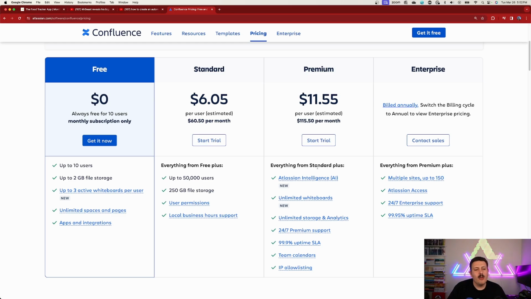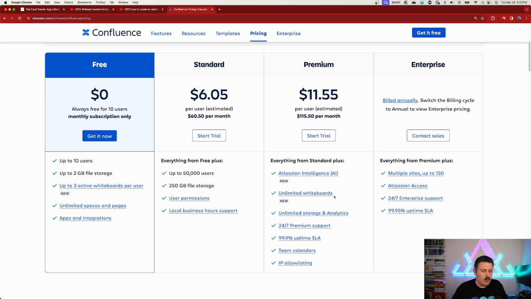Now you do get some cool things like Atlassian Intelligence. You get automation rules, which you don't even get, or AI, if you're on standard. So as I mentioned, Atlassian is making a compelling argument as to why you should be doubling your price. I just wish they gave you a little bit more.